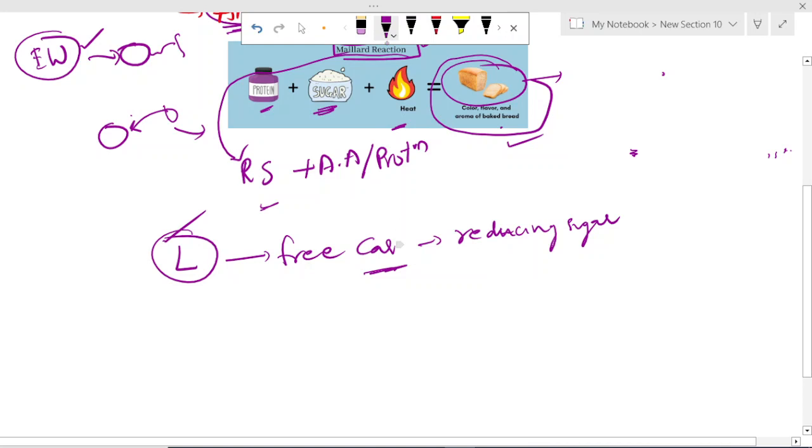See what happens during the Maillard reaction. The reducing sugar reacts with amino acids or proteins through a complex chemical reaction when exposed to heat, and it forms a brown color. This is what actually happens with lactose: when lactose and protein are exposed to heat, it forms brown color.